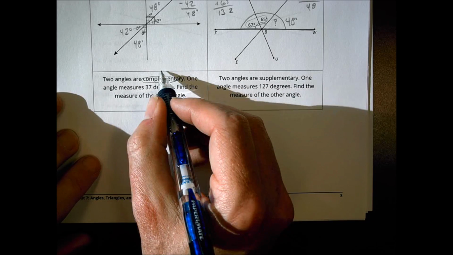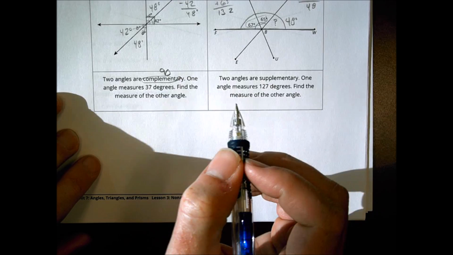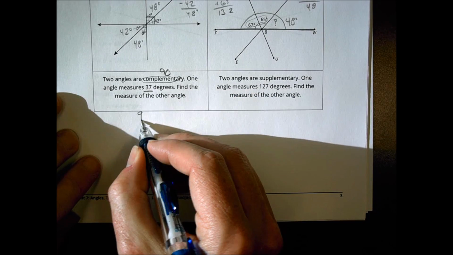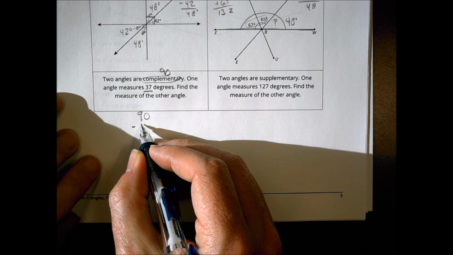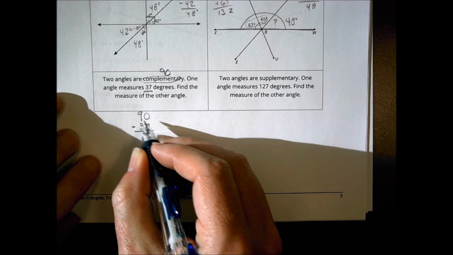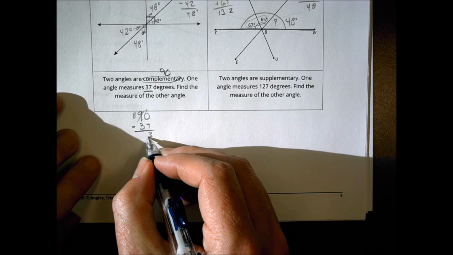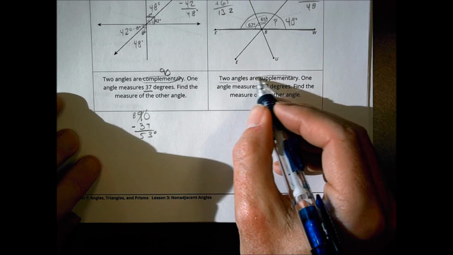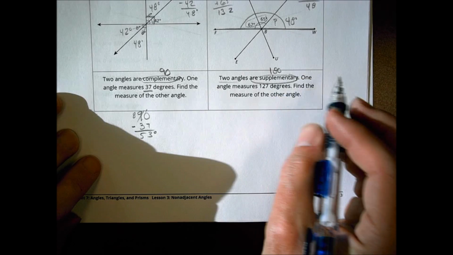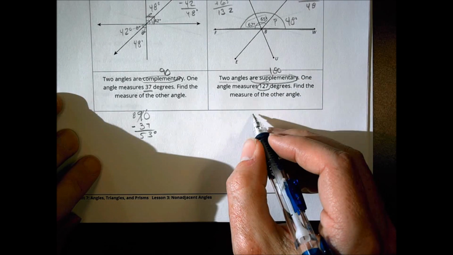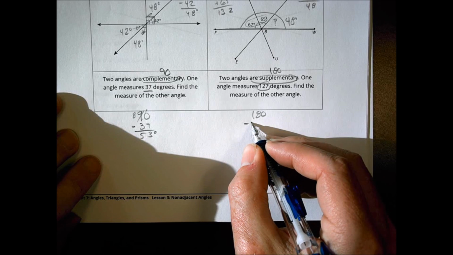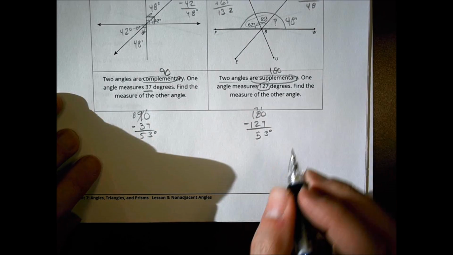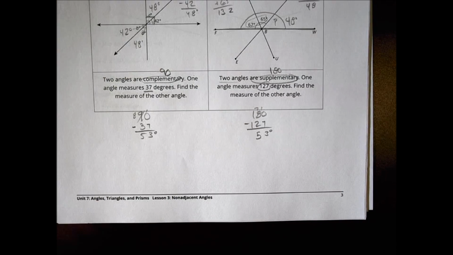And finally, this last one, no picture, it says two angles are complementary. Complementary means what? They add up to be 90. One angle is 37, find the other. Sure. So we know they have to equal 90. So 90 minus 37 is going to tell me what's left. So that's going to be 53 degrees. Here we have two angles are supplementary. That's 180. One of them is 127. What's left? Well, let's find out. 180 minus 127. We borrow here, it's going to be again 53 degrees. Again, your answers should match, and check with your partner.